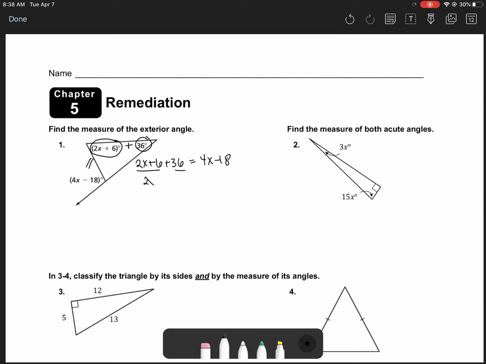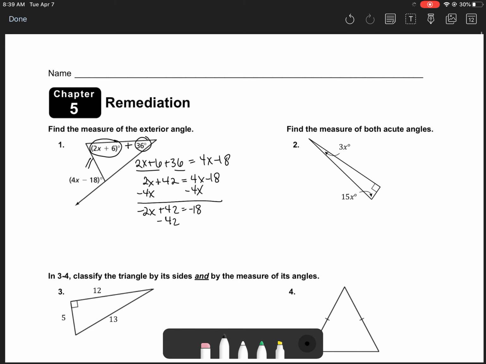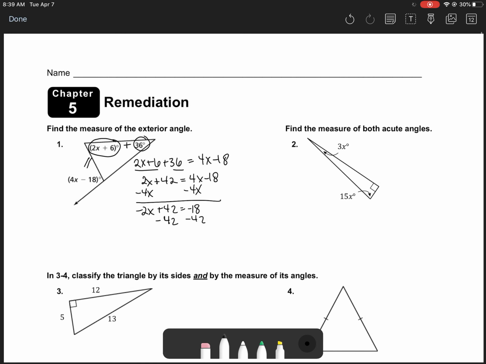Combine like terms, so I've got 2x plus 42 equals 4x minus 18. I'm going to subtract 4x on both sides. You could have subtracted 2x as well. So I get negative 2x plus 42 equals negative 18. Subtract 42. I like to draw that line down the middle, and I haven't done it yet. Then you get negative 2x equals, sorry, a little glitch in technology, negative 60 divided by negative 2.